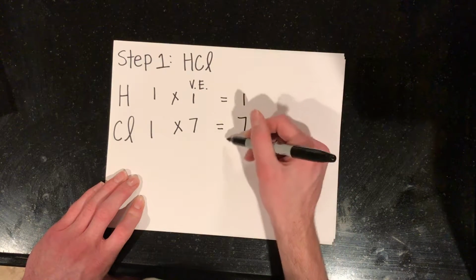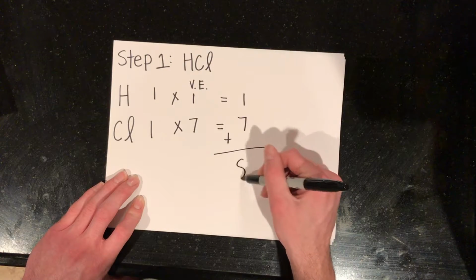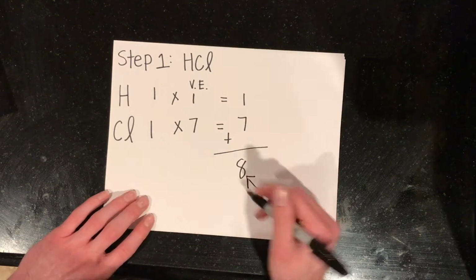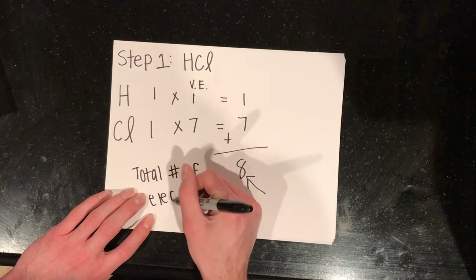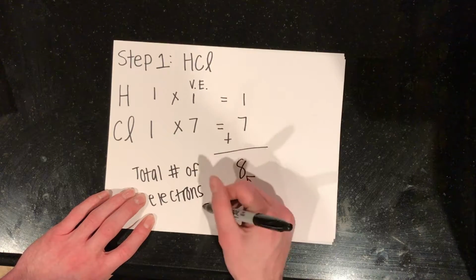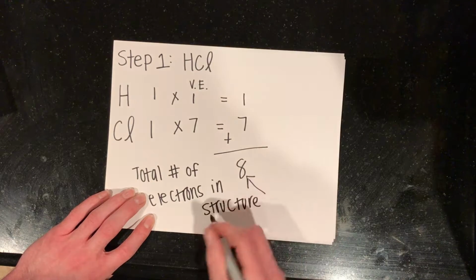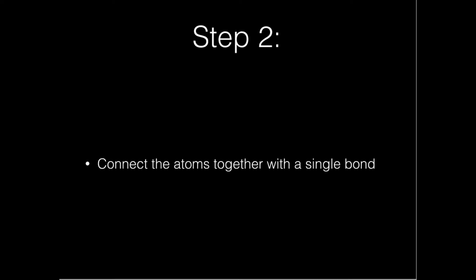In this one, hydrogen has 1 and chlorine has 7. I'm going to add those valence electrons together to give us 8. That number is going to be the total number of electrons needed in the structure. In step 2, we're going to connect the hydrogen and chlorine atom together with a single bond. It will look like a line.